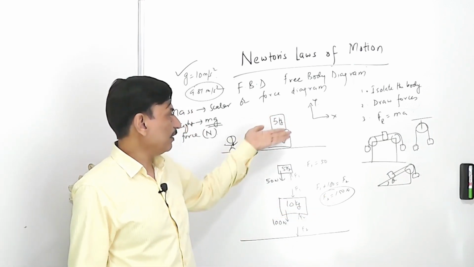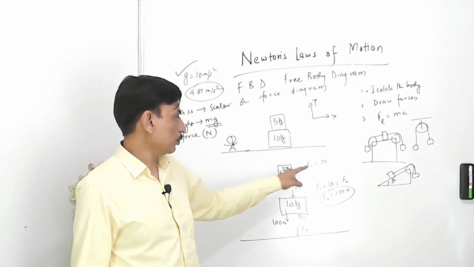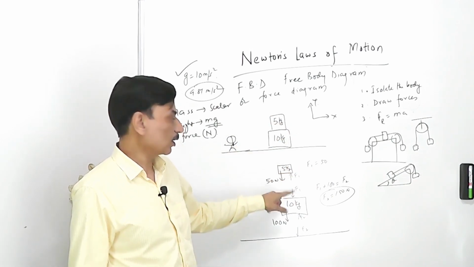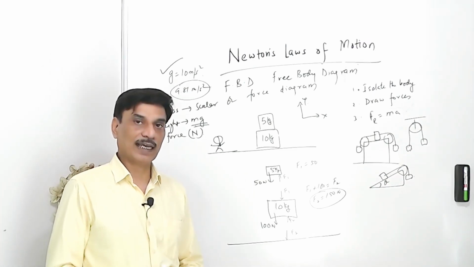If you insert your hand between the 5 kg and 10 kg blocks, you are carrying a weight of 50 Newton. That is obviously 50 Newton. That is F1, the force between this block and this block, 50 Newton. So this is how you can use the free body diagram method.